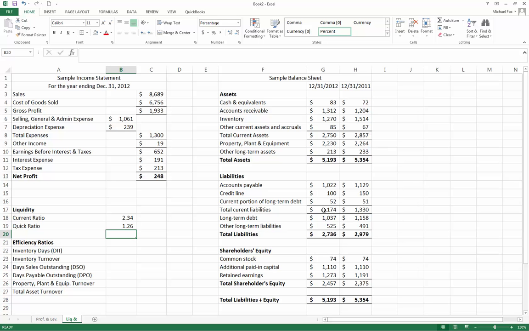So there are the liquidity ratios that are covered in the book, and now let's take a look at the efficiency ratios. The first is called our days in inventory, or sometimes inventory days. The book calls it both of those, and it calls it DII. So on the numerator, we have our average inventory.